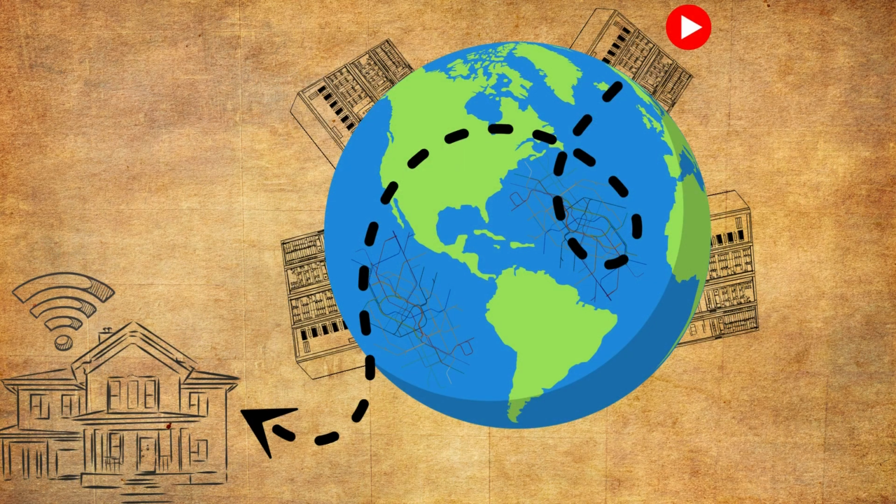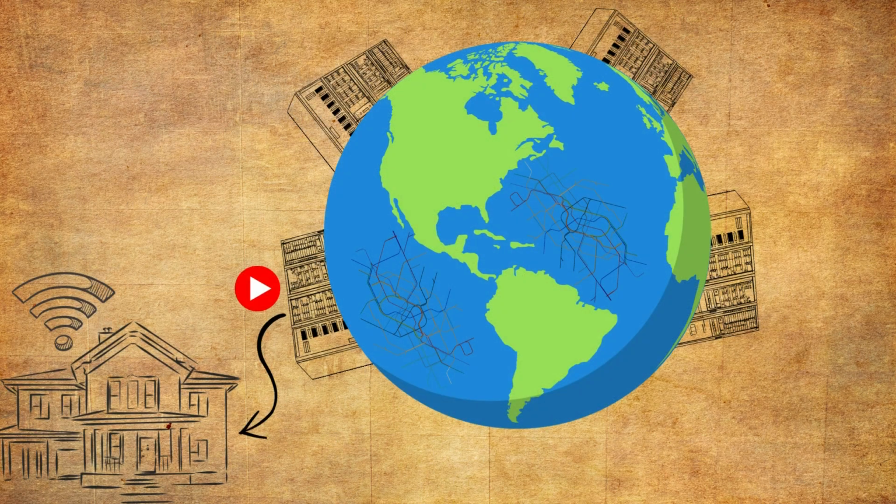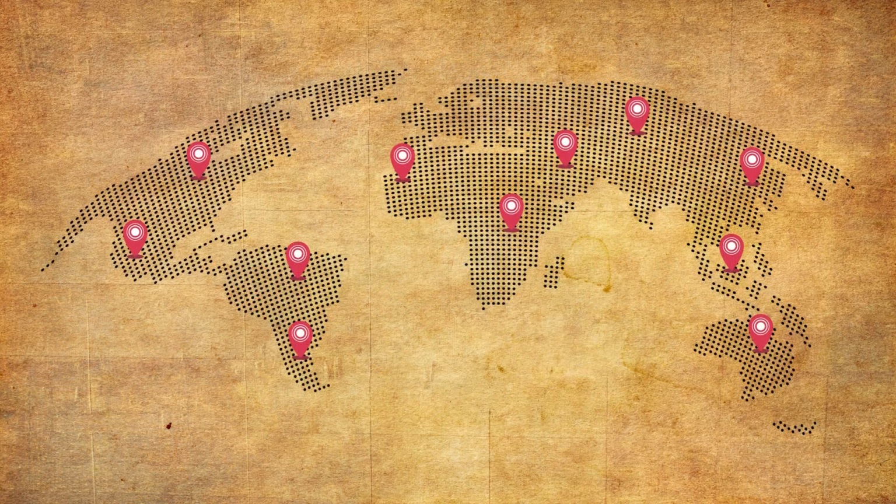But get this, YouTube doesn't always send it from the original server. Thanks to content delivery networks, there's a copy of that video stored on a server near you, maybe even in your city. Less distance equals faster streaming.